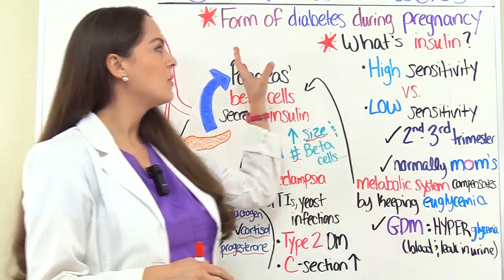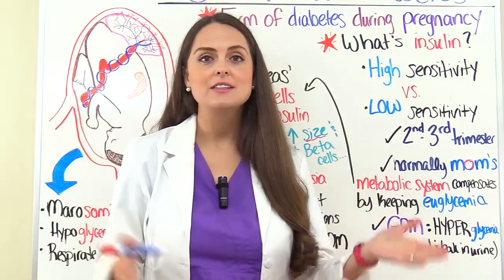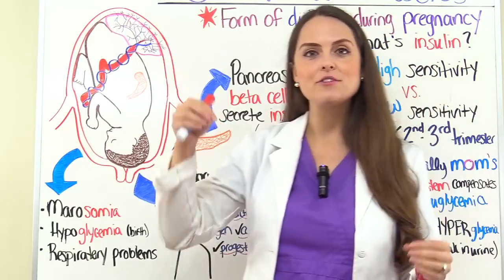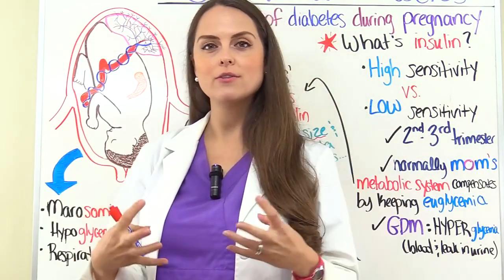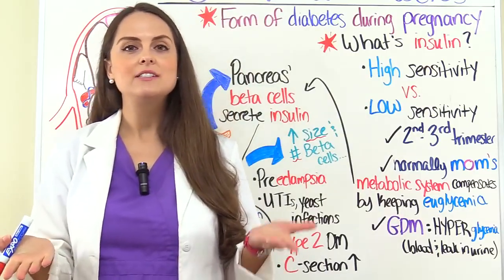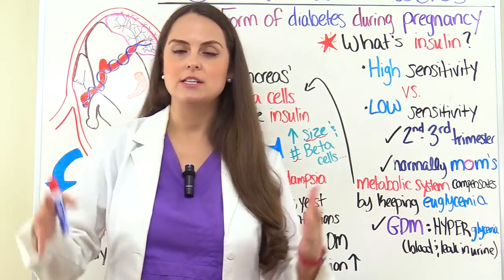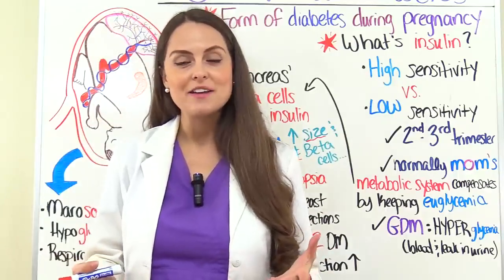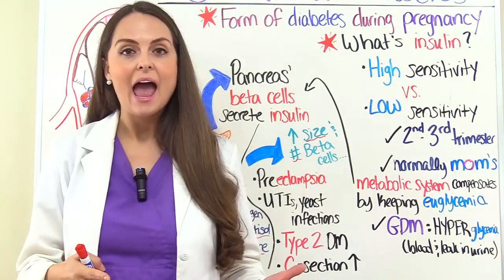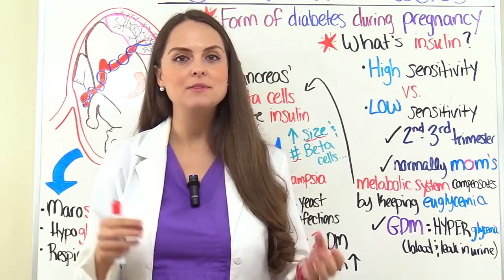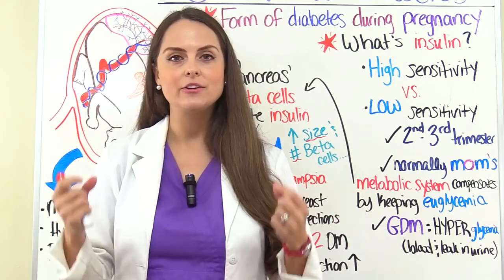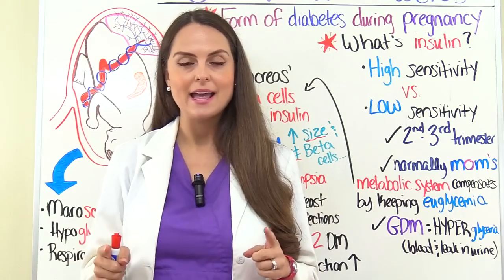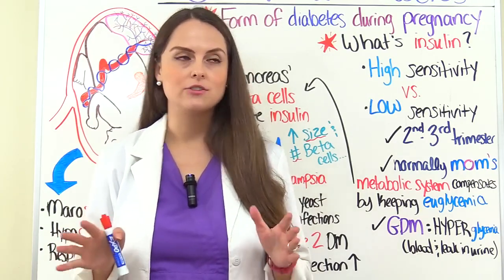So now let's talk a little bit more about insulin. We've already established that this is a hormone produced by the pancreas's beta cells, and insulin influences cells to take in glucose so they can use it for energy. Now, during pregnancy, there are so many changes occurring in mom's body. One change is to the metabolic system, and one thing that's going to be affected is insulin, specifically insulin sensitivity, so how receptive those cells are to take in glucose. And it's actually beneficial to mom and baby, but it can go wrong, and that's where we get gestational diabetes.